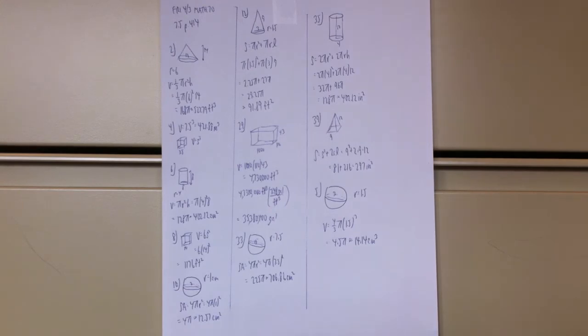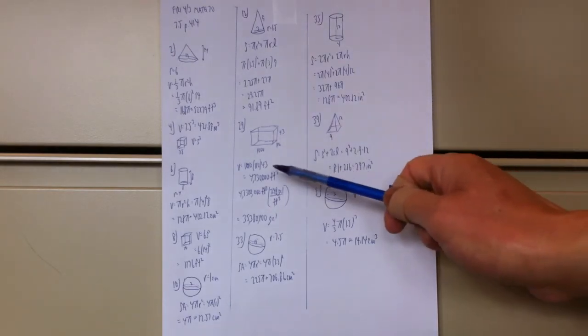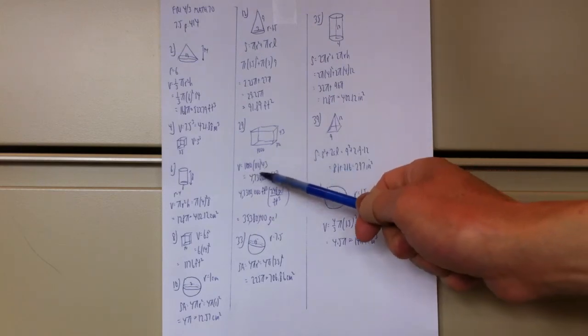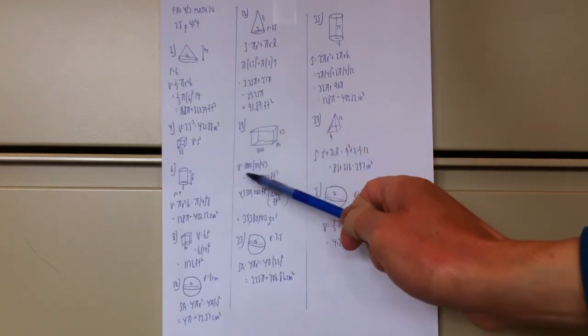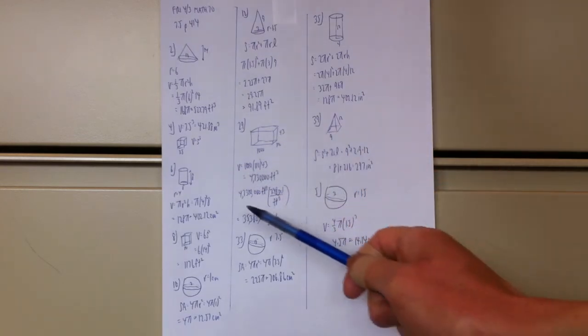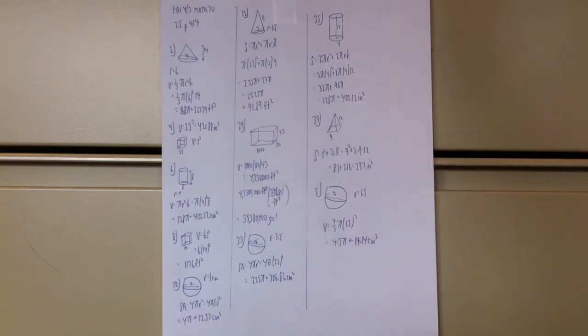Problem 29, you're asking something about the Panama Canal, which is basically a huge box, 1,000 by 110 by 43 feet. So the volume is just length times width times height, 1,000 times 110 times 43. Comes out to be 4,730,000 cubic feet.